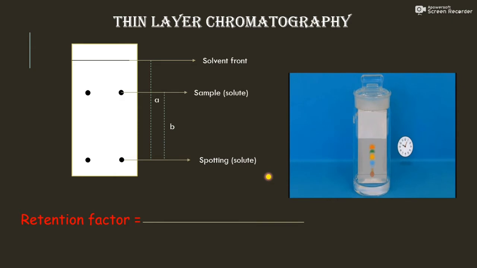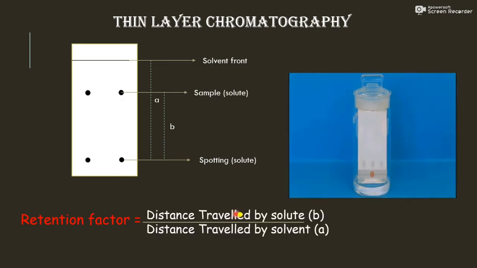So the retention factor is equal to the distance traveled by the solute, that is B, divided by the distance traveled by the solvent, that is the distance up till the solvent front. By using this formula, the retention factor of a particular sample is calculated, and the sample over here is caffeine.